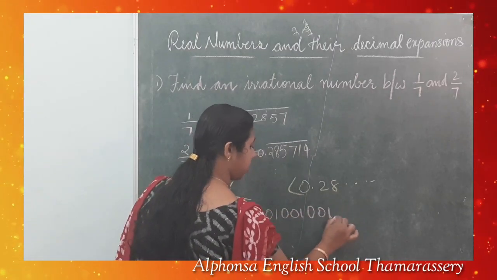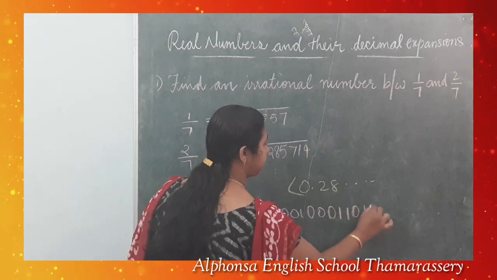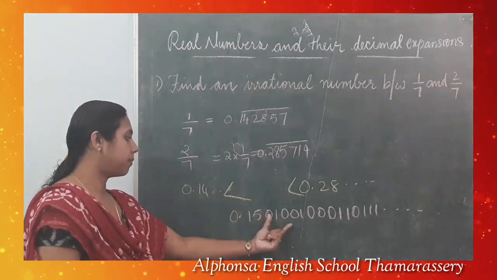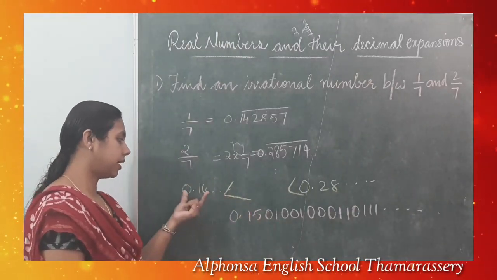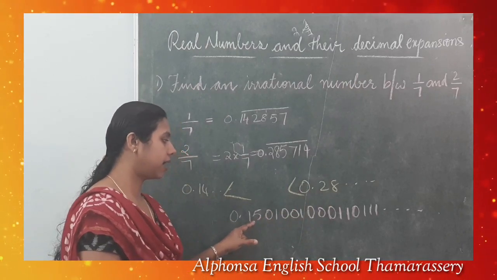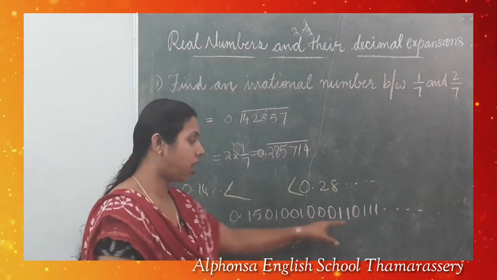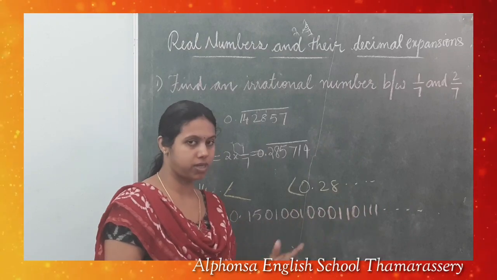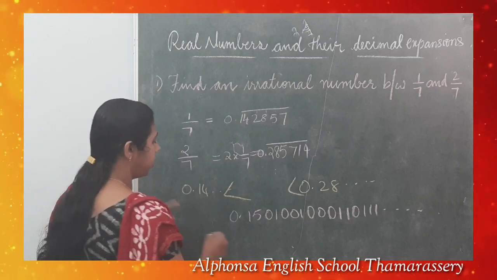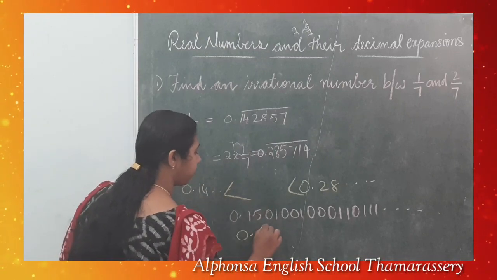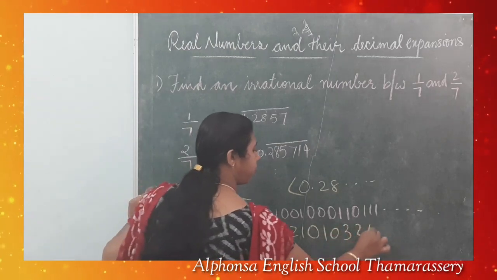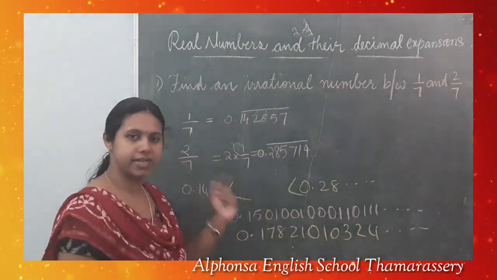0.1501001001 10111 etc. Here this number is greater than this, but it is smaller than this, and you can see that it is non-terminating, non-recurring. The digits are not repeating. In the same way you can write another example, 0.1782101032 etc. Any number you can write in this way.